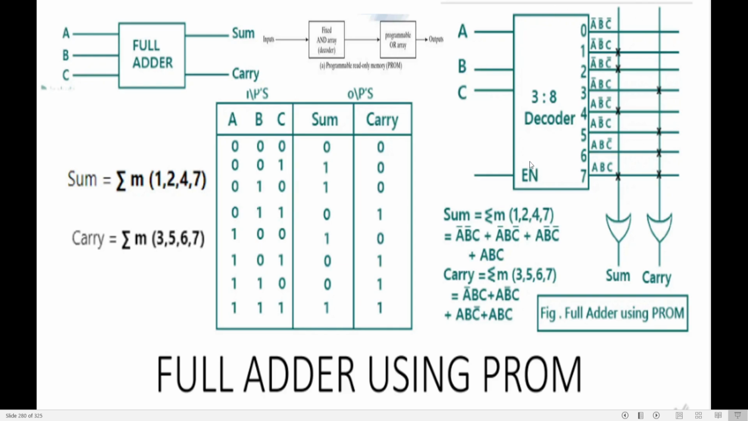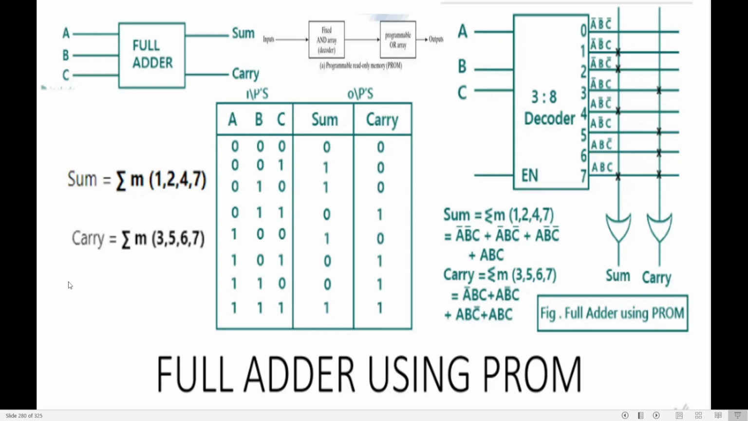Now this is done. This is what? Fixed AND gates. Now come to the programmable OR gates. How many outputs should you have? Sum and a carry. So one OR gate for sum, one OR gate for carry. Now do the connections. What is sum? 1, 2, 4, 7. So go to 1, go to 2, go to 4 and go to 7. Connect the fuses. Keep a cross mark connected to sum.